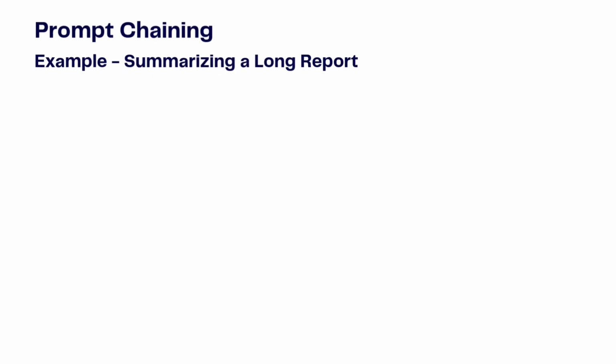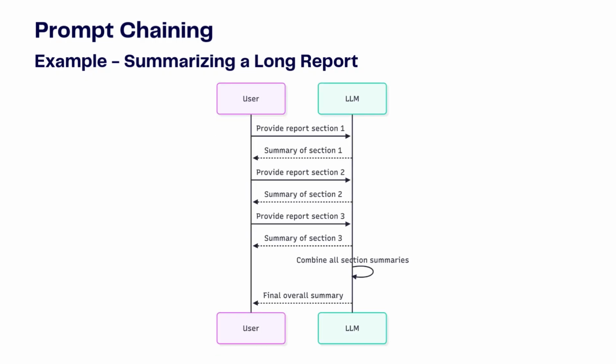Imagine you have a long research document and you want a concise summary. With prompt chaining, you break the task into smaller steps. First, divide the complete document into smaller sections. Ask the LLM to summarize each section separately. Finally, combine all the section summaries into a cohesive overall summary.